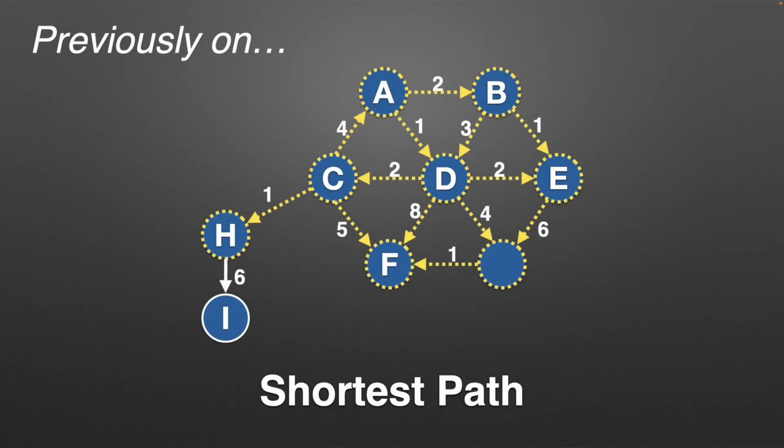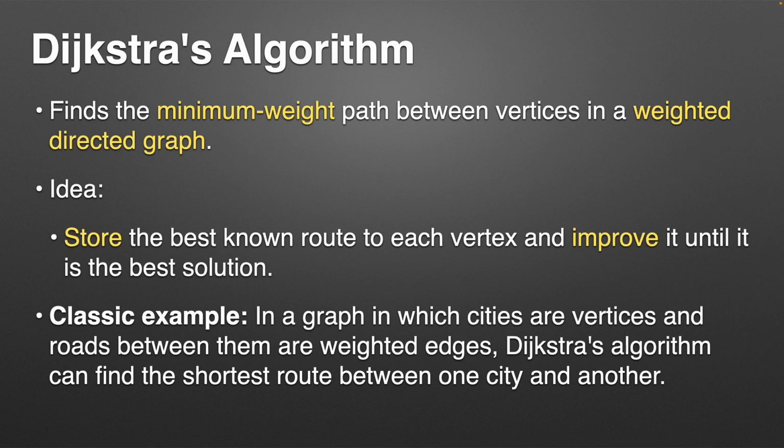All right, so last time we talked about shortest path. And if you remember, we were using Dijkstra's algorithm to do that. And so that was a way to look at not just the number of vertices that we go through to get from one to another, but to take into account an edge weight as we did that.